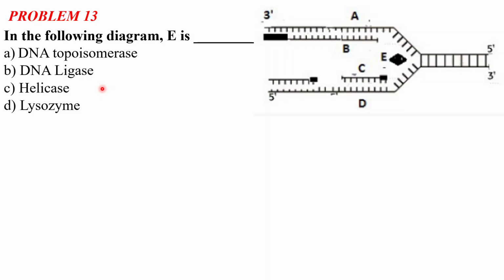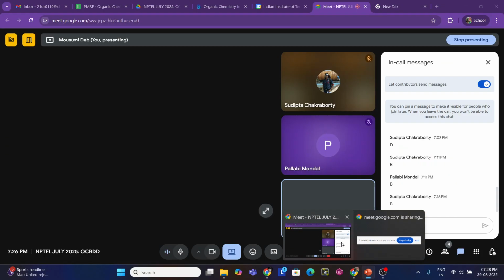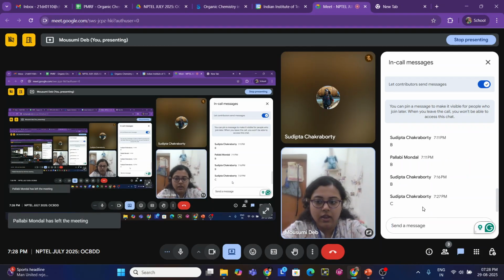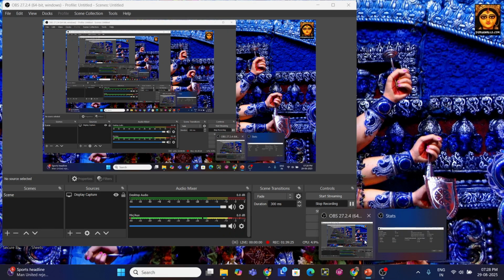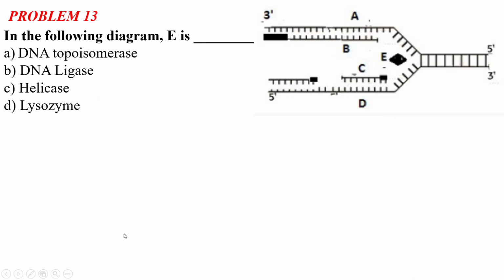Let me check the chat box because we have a couple of questions till now. Okay, I got one answer, number C. Let me check if number C is the correct answer or not. So E denotes which enzyme? The correct answer is yes, it is helicase.